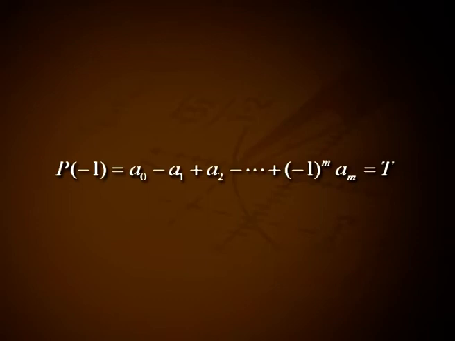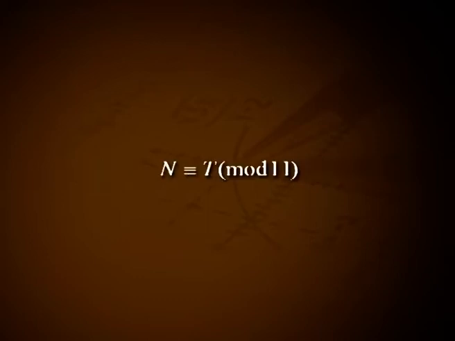Proof. Let p(x) = sum over k from 0 to m of a_k x^k. Because 10 is congruent to -1 mod 11, we get p(10) congruent to p(-1) mod 11. But p(10) is equal to n, whereas p(-1) is equal to a_0 - a_1 + a_2 - etc. + (-1)^m a_m, which is equal to t. So n is congruent to t mod 11. The implication is that either both n and t are divisible by 11 or neither is divisible by 11.